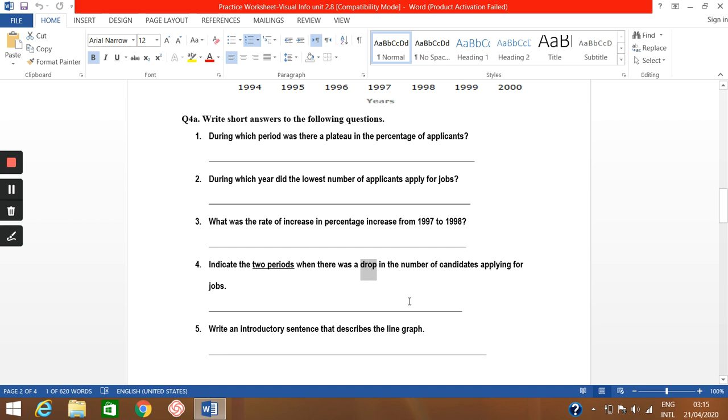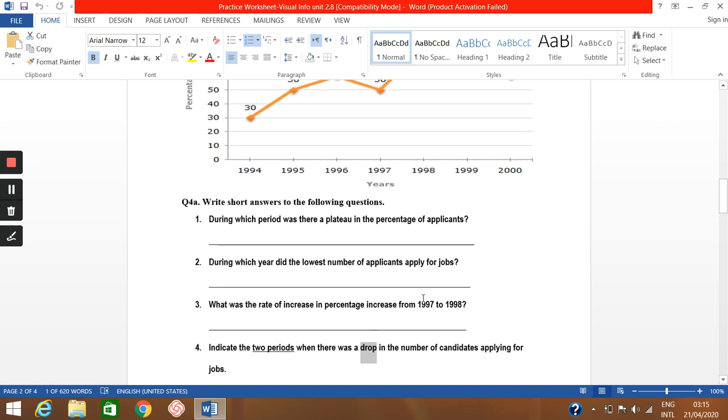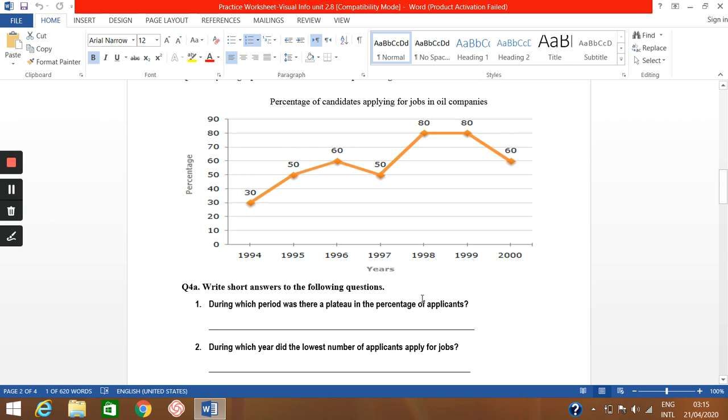Excuse me. While I'm taking a sip of water, I just wanted you to look at the graph and see which periods where there was a drop. Just take a look, please. Take a second or two. Okay.